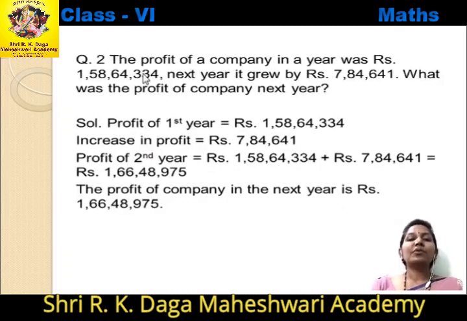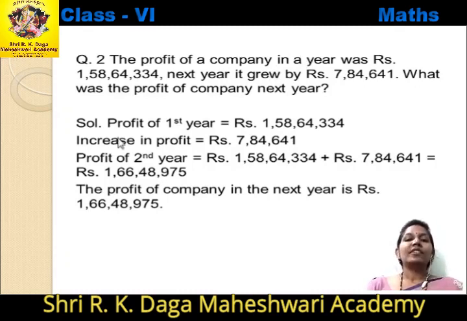Now question number 2 is: the profit of a company in a year was rupees 1,58,64,334. Next year it grew by rupees 7,84,641. What was the profit of company next year? You have given first year's profit and the increase in profit for the second year, and you have to find out the profit of second year.